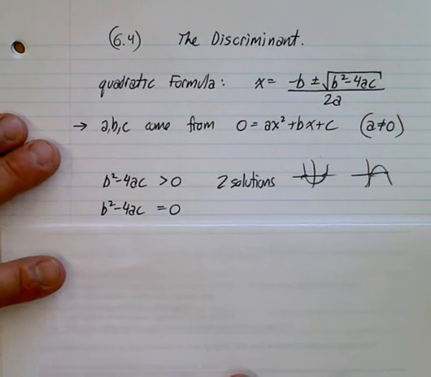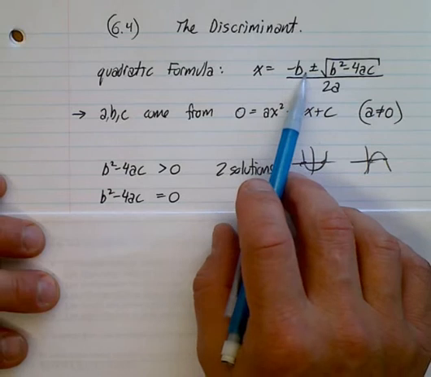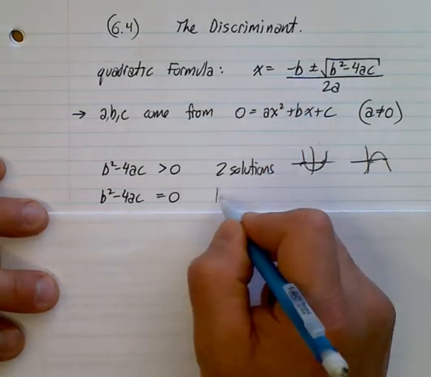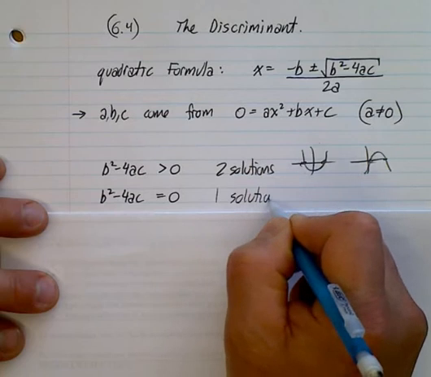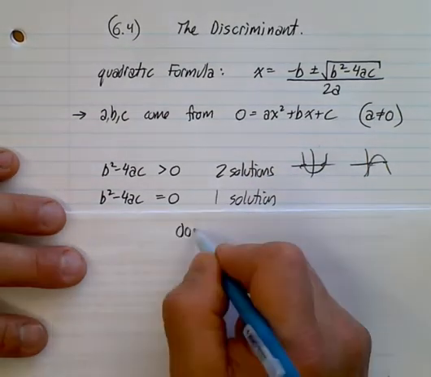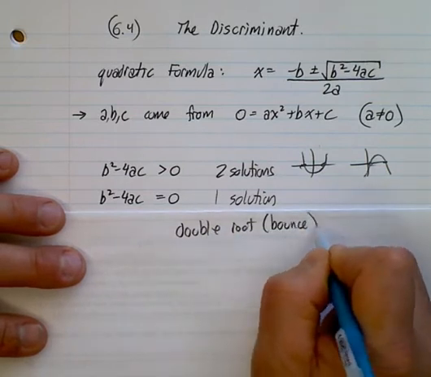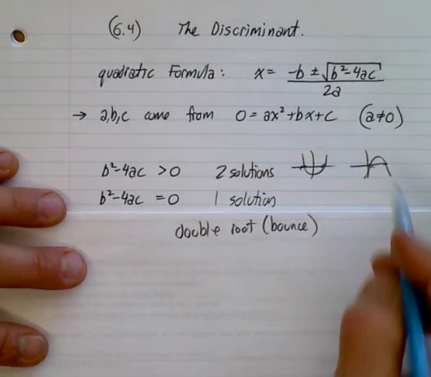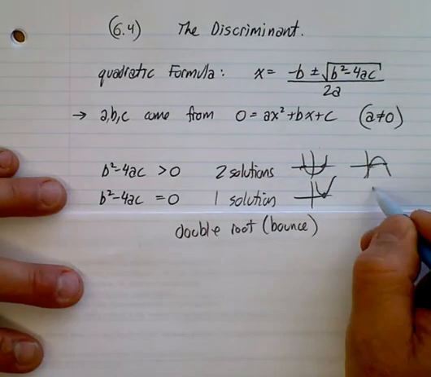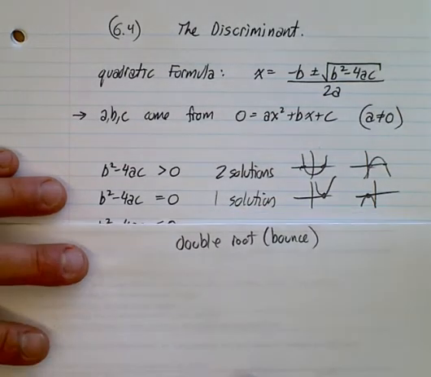The next situation would be if it's equal to 0. So minus b plus 0, minus b minus 0, that would just be the same value. So what we have is just 1 solution, okay? And I like to call that a double root. Okay, it's a double root, and I also like to think of it as a bounce. Why? Because it actually just bounces off the x-axis. If there's only 1 solution, then it has to just touch it once, and it's going to look something like that, okay?